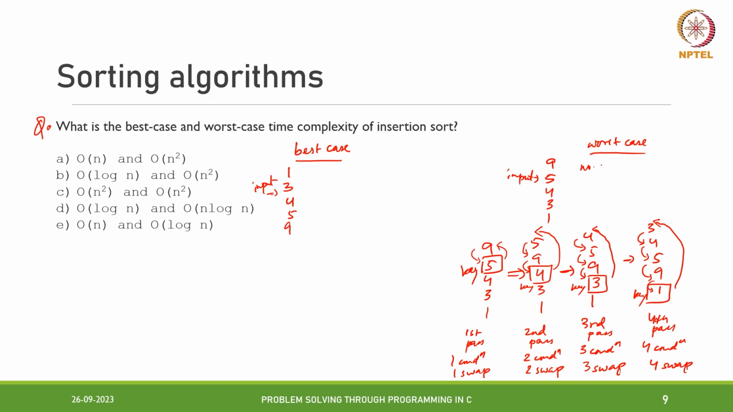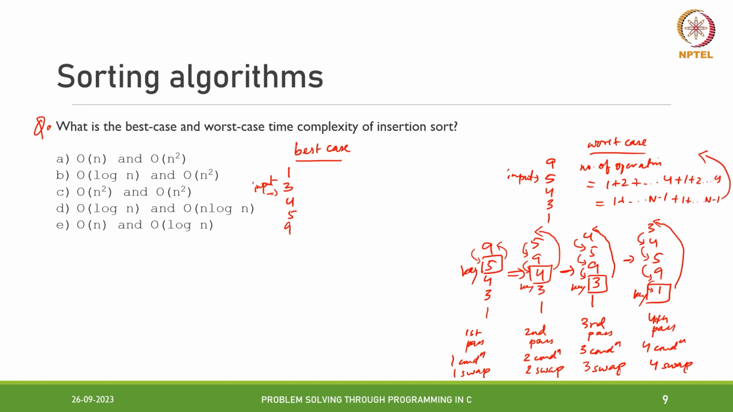So the number of operations will be 1 up to 4 plus 1 up to 4. So this is the conditional part, this is the swapping part. If I write in terms of n, it will be 1 up to n minus 1 plus 1 up to n minus 1.